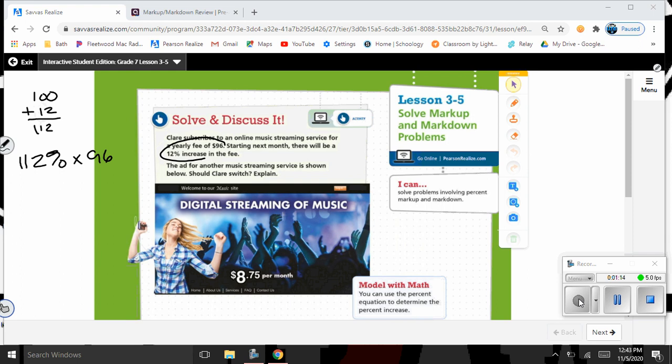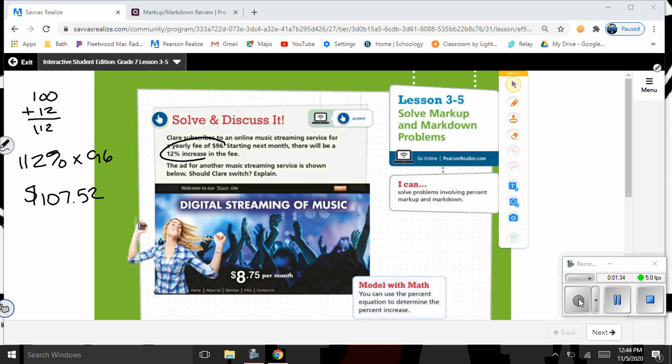My new price is now going to be $107.52. Pretty significant jump. All right? The other one is $8.75 a month. Which should Claire switch to, yes or no?